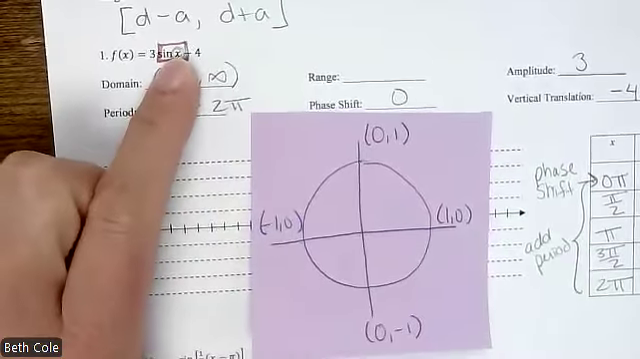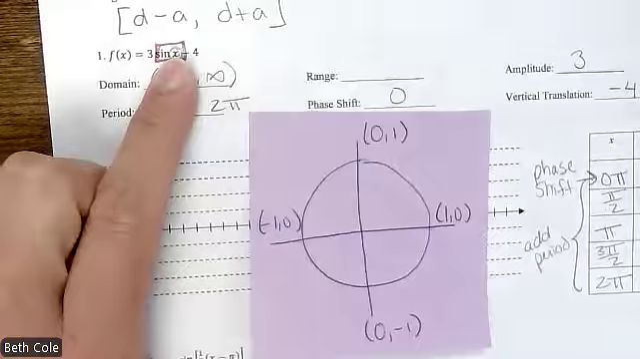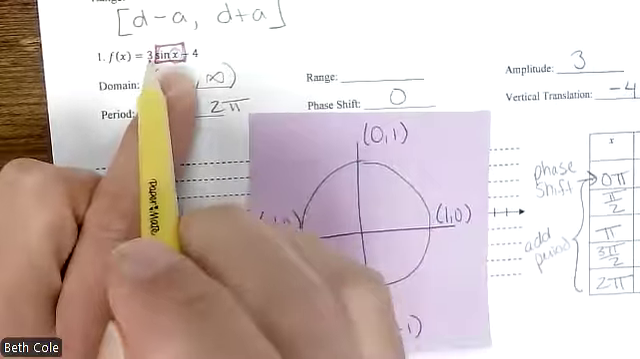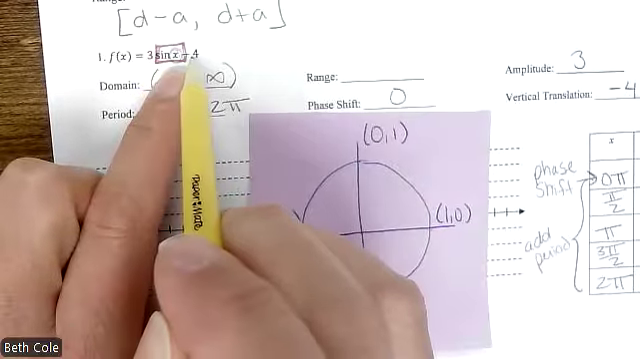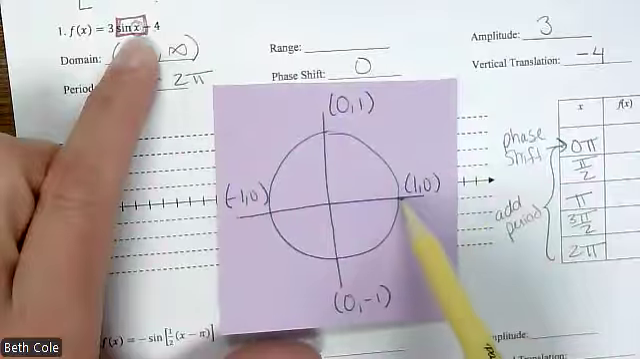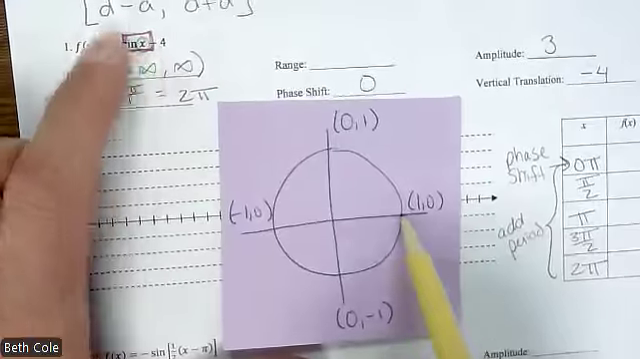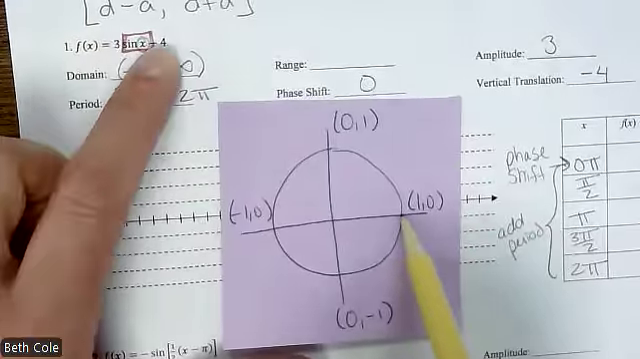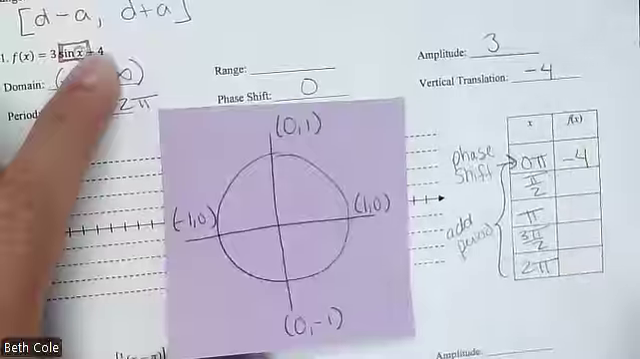This one's sine. Y values. And look, you're going to multiply them by 3 and then minus 4. What's your first y value? We're going to start at the beginning of our circle. 0 times 3, 0. 0 minus 4. Good job.